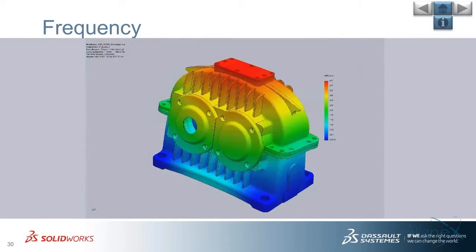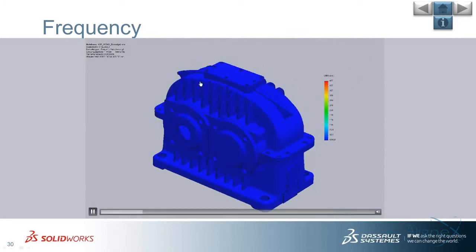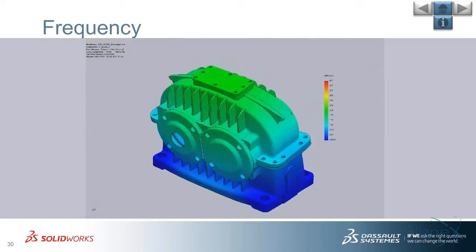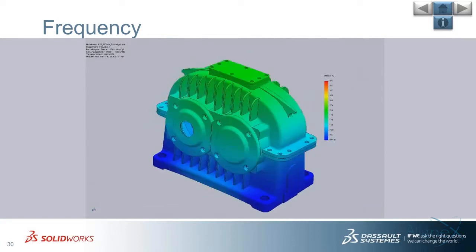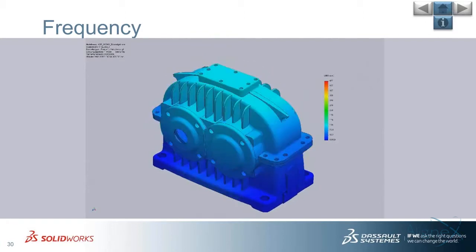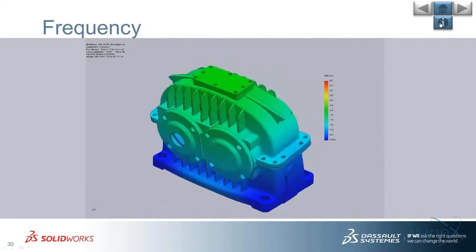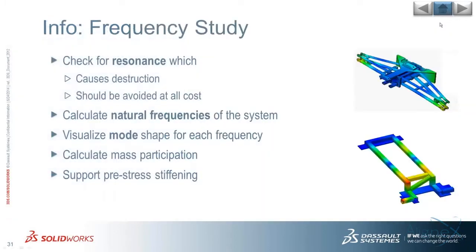So in this case, we're showing the mode shape of this assembly, and it shows us that with the fixturing that we have and the mass distribution of this, this thing will want to rock back and forth if it excites its first natural frequency. So again, this allows us to check for resonance, which can cause destruction if you have dynamic loads, and it should be avoided at all costs.